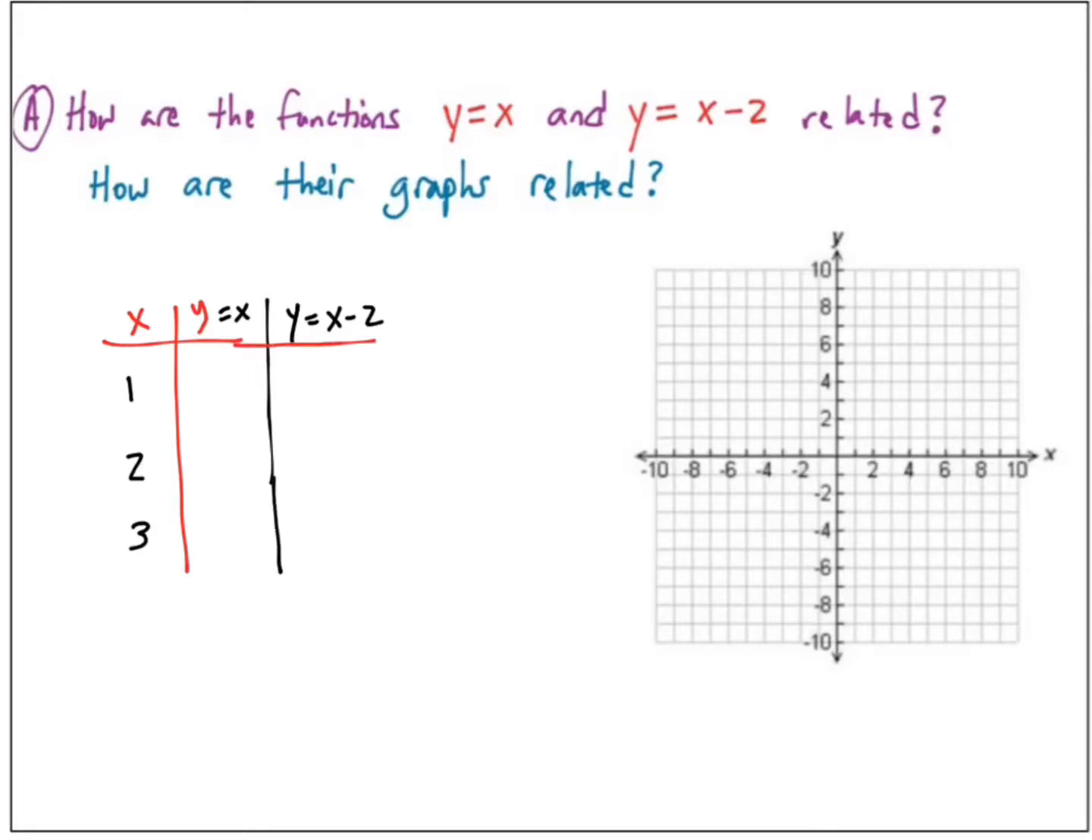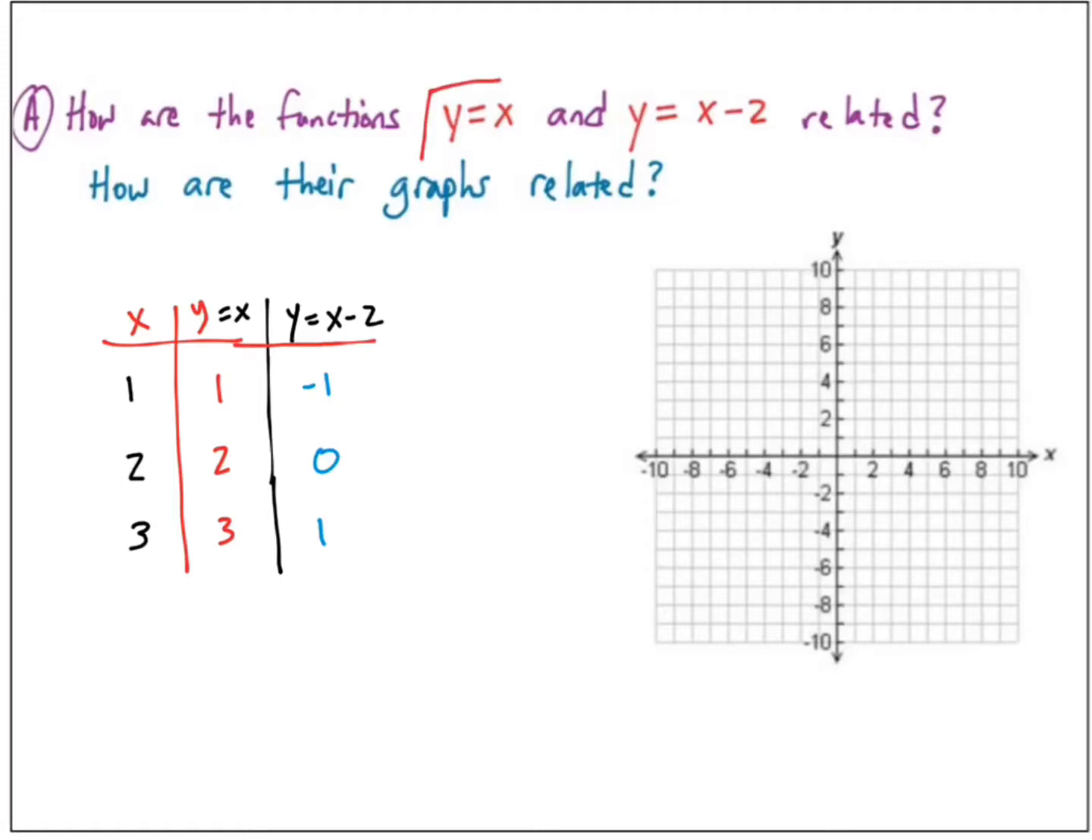For y equals x, pretty easy, you've got 1, 2, 3. For y equals x minus 2, your outputs would be -1, 0, and 1. So what we should notice is that for y equals x minus 2, the outputs are 2 less than the outputs for y equals x for the same inputs. And then we can look at their graphs and see how they're related.